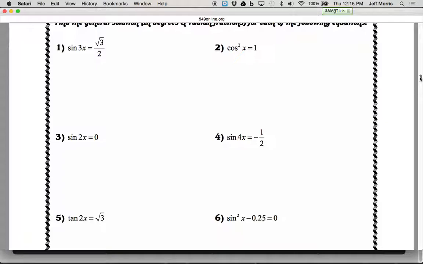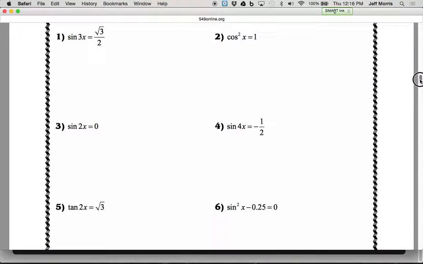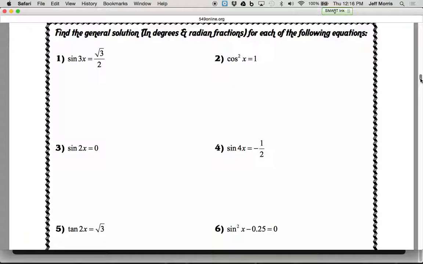All right, so here we go. Number 1, sine 3x equals root 3 over 2. Here's where it gets really interesting. The directions say find the general solutions. Anytime they say general solutions, they really mean all solutions. They're not wanting you to be real specific. They're not saying specifically between 0 and 2 pi. They're just saying give us all of them. So now we know there's an infinite number of possibilities.